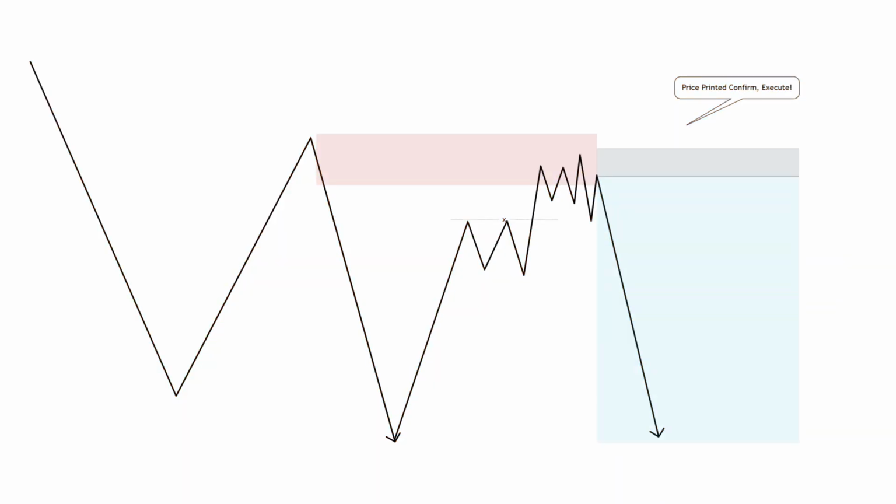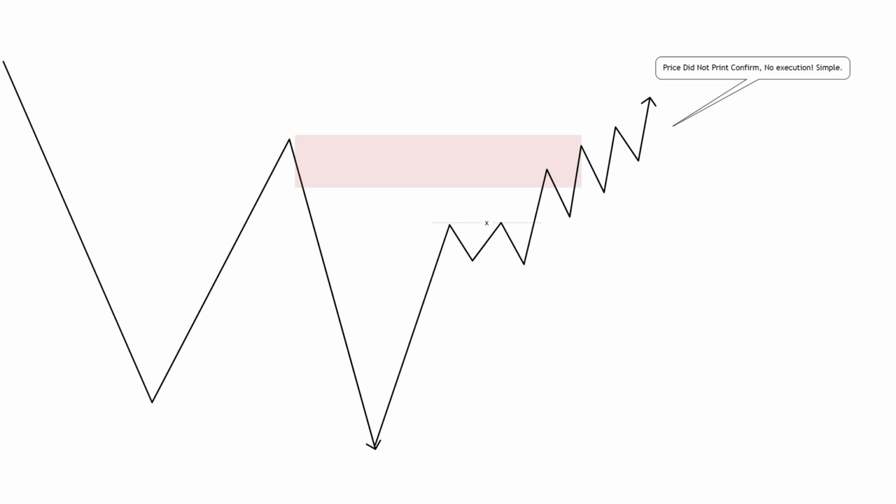If price prints your entry confirm, you execute. No hesitation, no emotions, no doubt. Price has printed exactly what you're looking for. If price does not print confirm, you don't execute. You move on to the next trade plan or you move on to the next day. And that is what I mean by simply reacting to price. If price prints what you're looking for, react to it and execute.